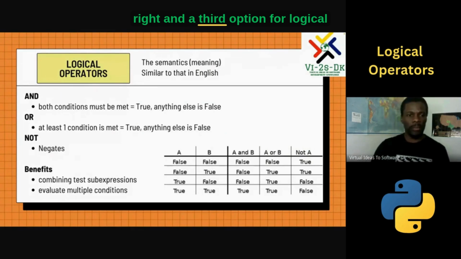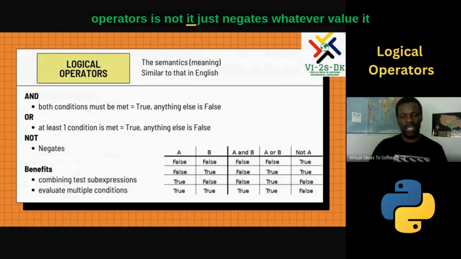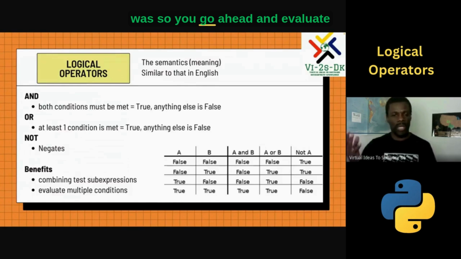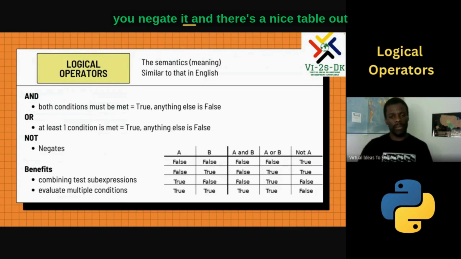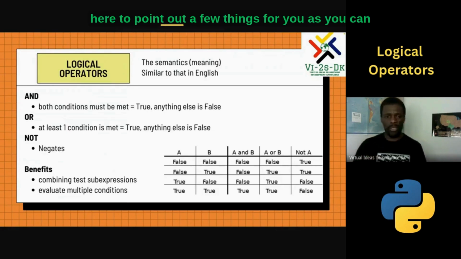And a third option for logical operators is not. It just negates whatever value it was. So you go ahead and evaluate whatever expression is given to you before you negate it. And there's a nice table here to point out a few things for you.